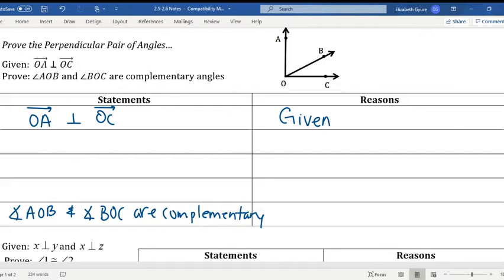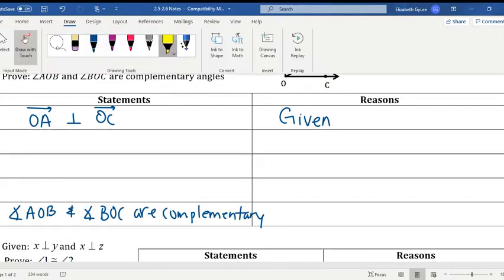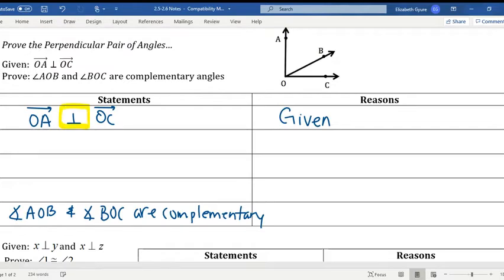So if you look at your given, is there technically a vocab word in your given? Julia? Yeah, perpendicular lines. We have a vocab word. It's written as a symbol, but it's still technically a vocab word, right? If I give you a vocab word, chances are you're going to need to use it. So I know I want to get to complementary. I know I'm probably going to have to say something about 90 degrees.